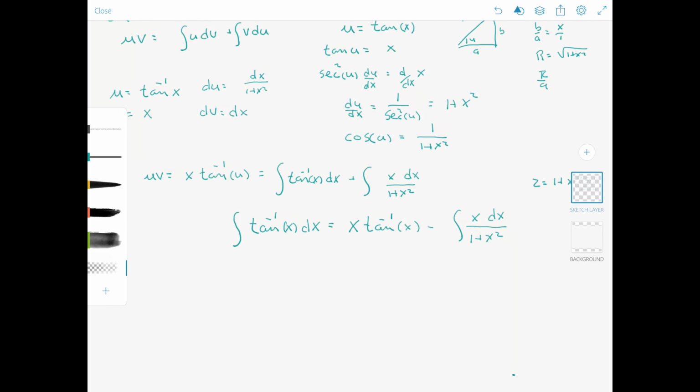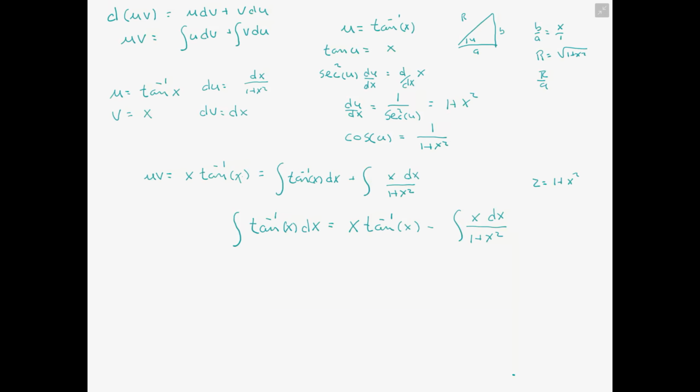Yeah, I made a mistake here. Sorry, I gotta fix this. Alright, just noticed that. Okay, so now we say dz equals 2x dx, and x dx equals dz over 2.